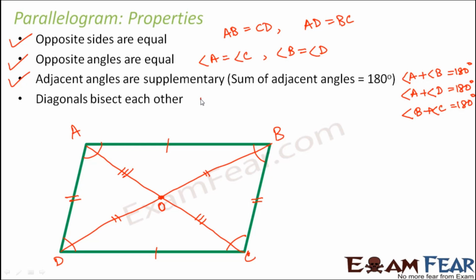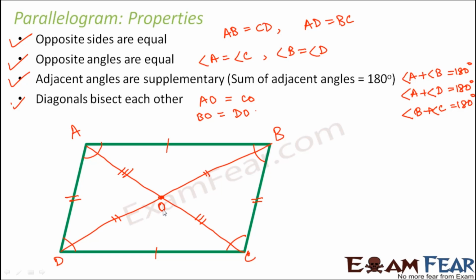So when we say diagonals bisect each other, that would mean AO is equal to CO and BO is equal to DO. So that is the meaning of bisection. So when a line is bisecting another line, that means it is dividing that line into two equal halves. So these are the properties of a parallelogram.